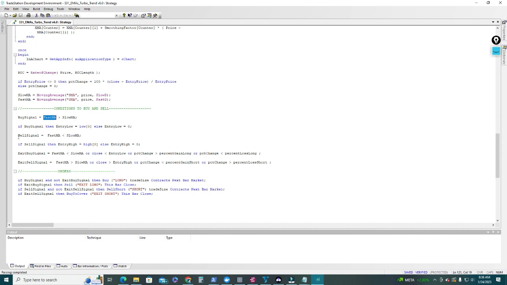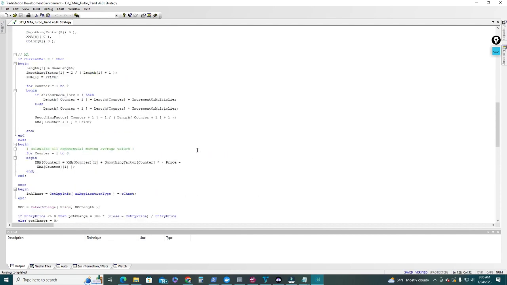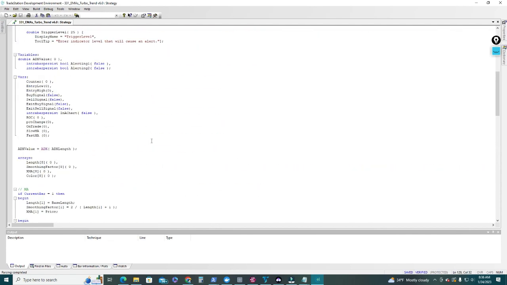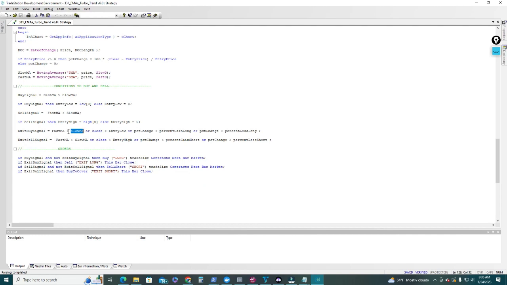and we exit the buy signal here. Exit buy signal equals fast moving average less than slow moving average, or the close is less than the entry low. So if for some reason at any bar close lower than the entry point, we will exit. There's also a percentage change, so that we don't lose more than a certain percentage that we set up at the beginning in the input variables here. So that's how it happened.